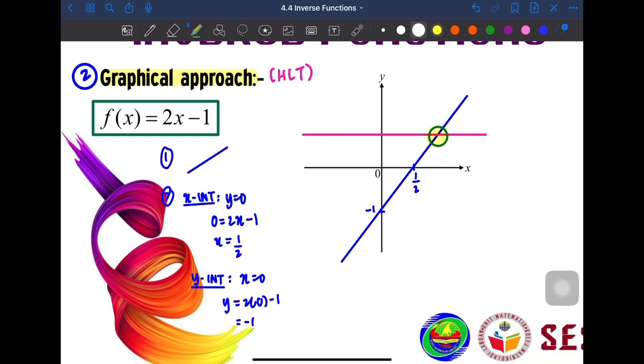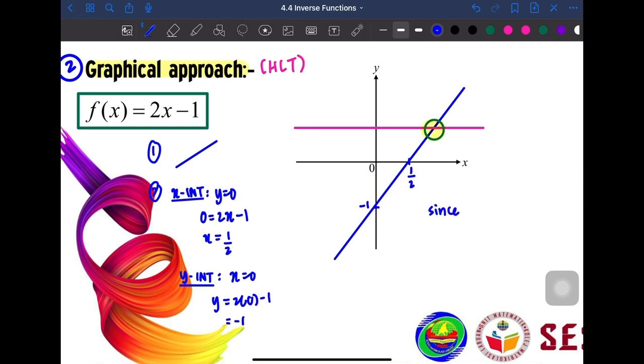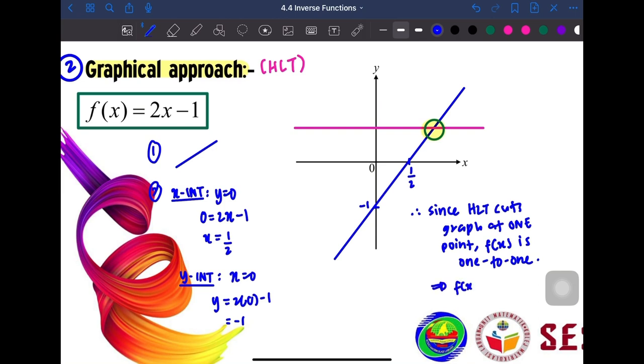Okay. So, bila satu point saja dia potong, then we know it is a one-to-one function. That's how you know. Bila dekat satu point saja, maksudnya yes, it is a one-to-one function. Okay, so macam mana nak conclude? So, saya tulis, since HLT cuts graph at one point, f(x) is 1 to 1. Okay, so bila f(x) itu 1 to 1, automatik kita tahu f(x) has inverse like that.